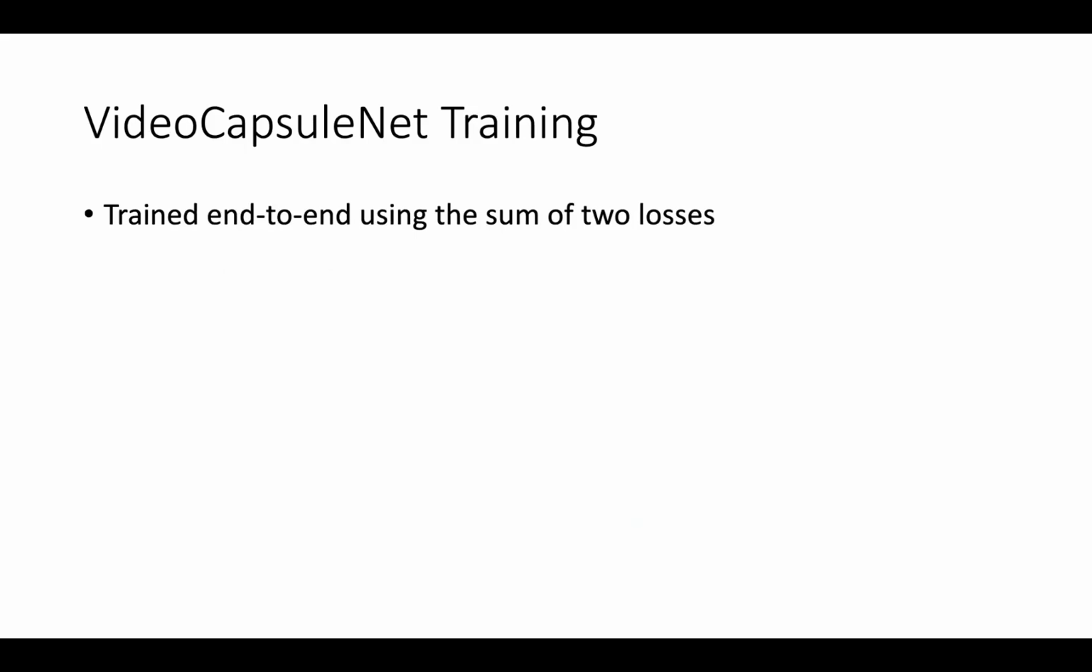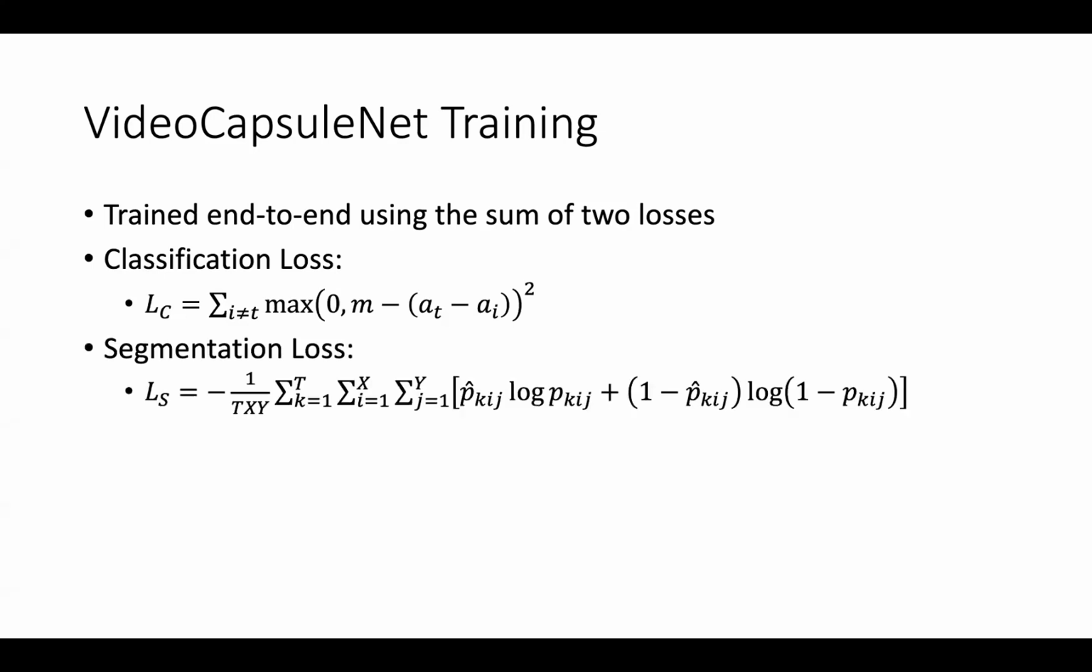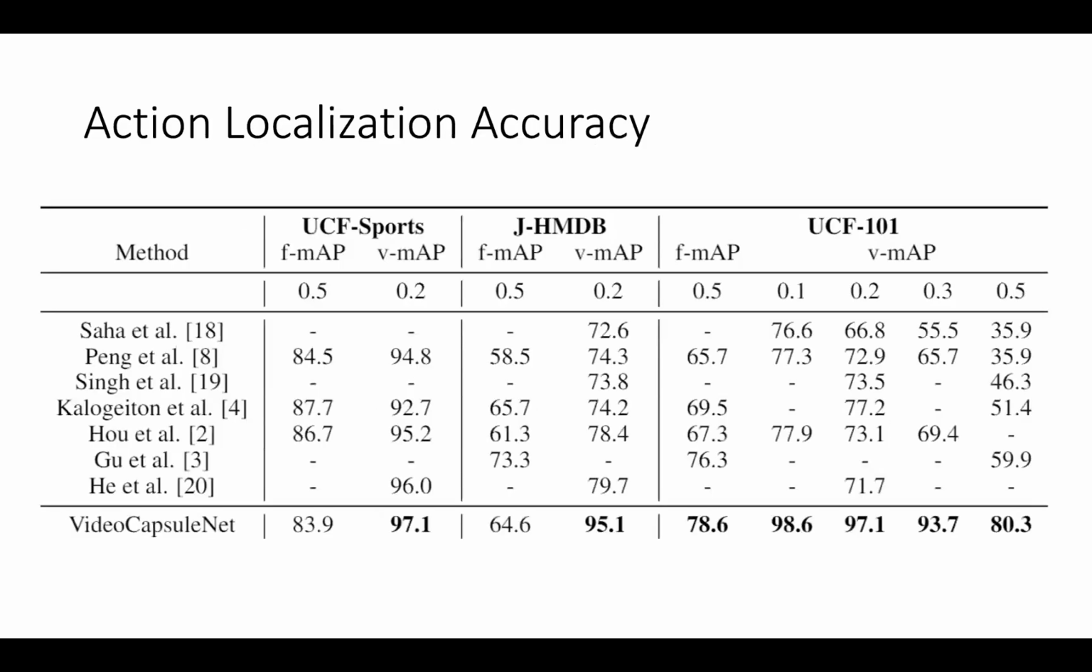Our network is trained end-to-end with a sum of 2 losses. The first is a classification loss, which ensures that the ground truth class activation is higher than the other capsule activations, and a segmentation loss, which is a binary cross entropy, which tries to segment the actor in the video. The total loss is a weighted sum of the 2. We evaluate this on 3 action detection datasets, and we find that we get very good action localization performance across all 3 datasets. Here are some qualitative results.